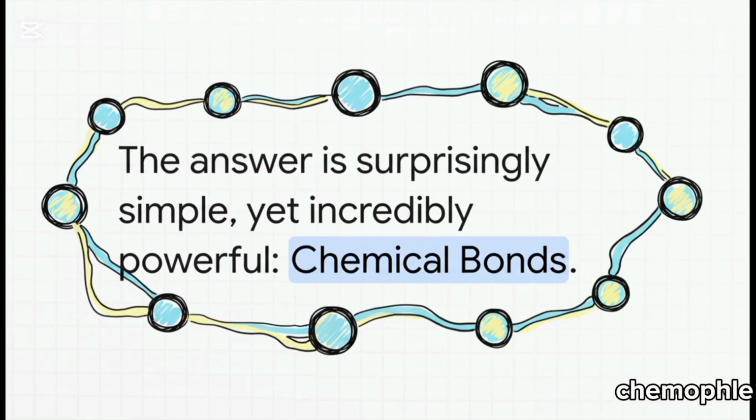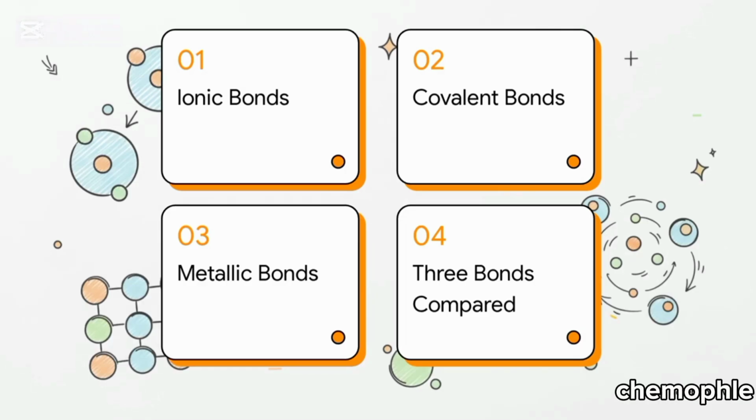It's chemical bonds. You can think of them as the tiny, invisible architects that construct our entire world, one atom at a time. So here's our game plan. We'll start with ionic bonds, the chemistry of giving and taking. Then we'll look at covalent bonds and the power of sharing. After that, we'll dive into the wild world of metallic bonds, and finally, we'll line all three of them up to see how they compare.